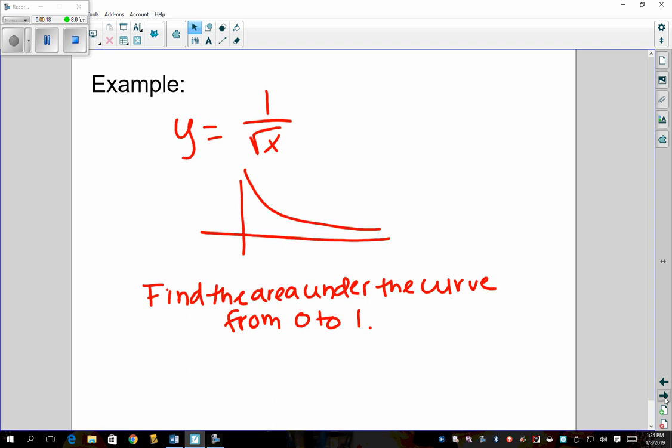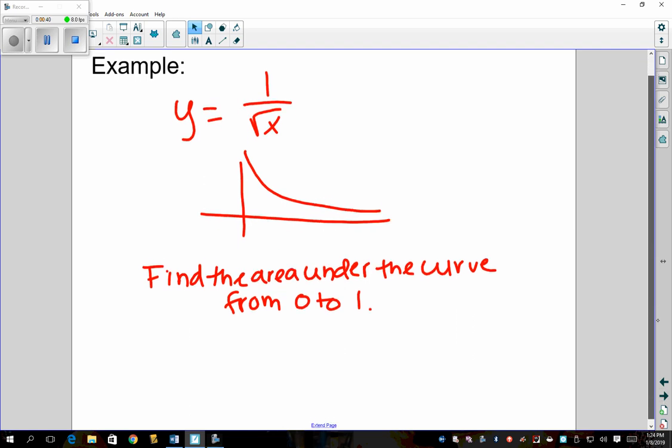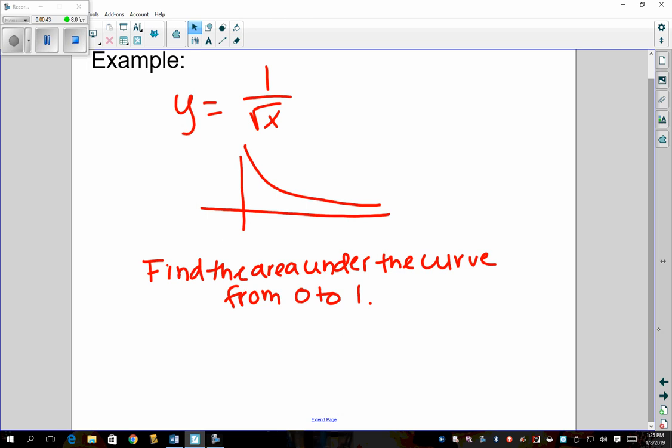This is a really good example of where we have a discontinuity inside our bounds of integration. So this problem is y equals 1 over the square root of x. We can see that the graph starts up really high and it's steadily decreasing, and we're asked to find the area under the curve from 0 to 1. However, if we plug in 0 for x, we get 1 over 0, which is undefined, which is an issue. So we have to use the idea of improper integrals to split this up so that we can actually solve for this area.